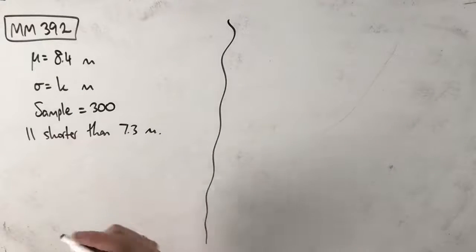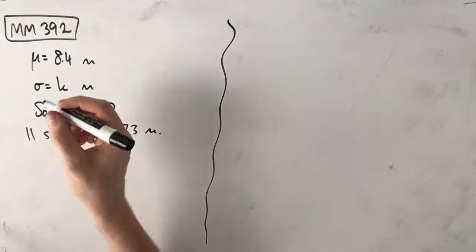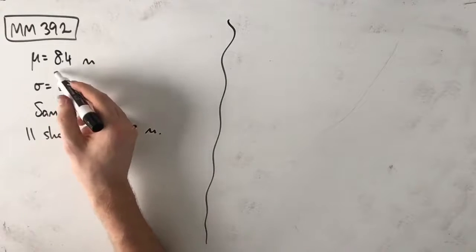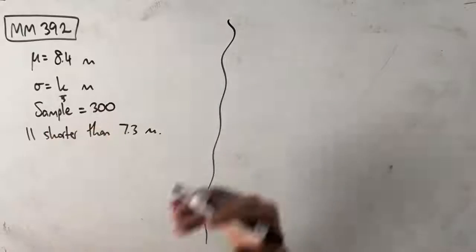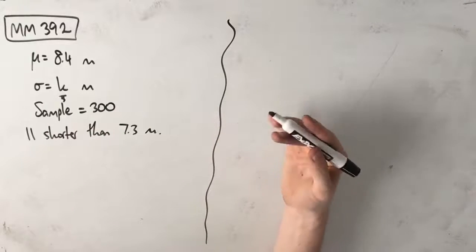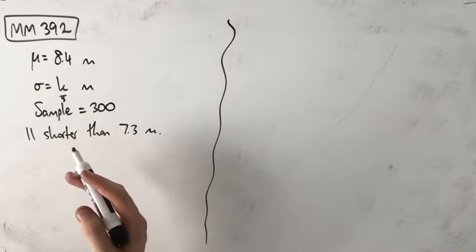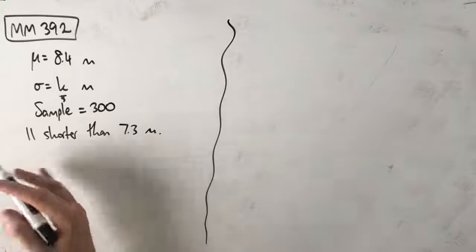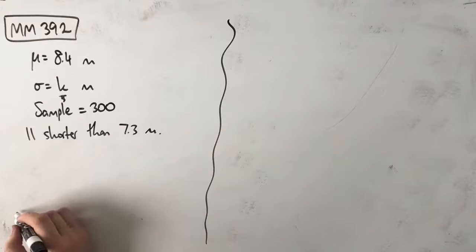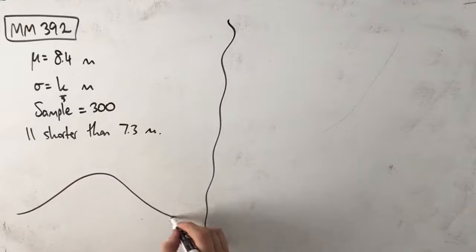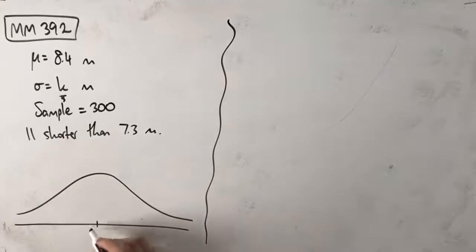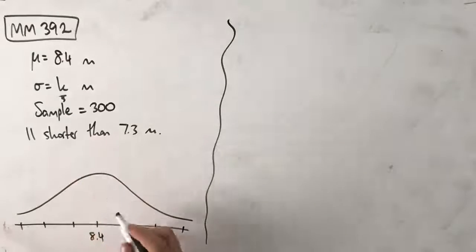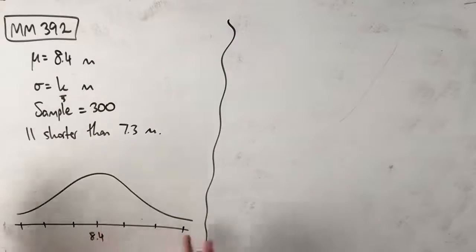Alright, awesome. As soon as we see that we don't know our standard deviation, or we don't know our mean as well, we're going to have to use our inverse normal to find the z value at the point that we're dealing with. So if we draw a normal distribution graph, we know that our mean is 8.4, but we don't know how much our standard deviation is. That's what we're trying to figure out.